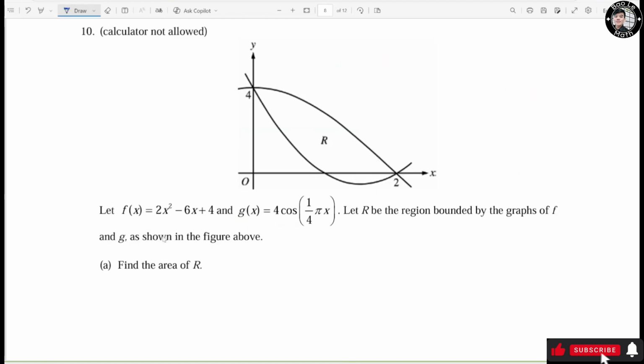Question 10. Let f of s equals 2s squared minus 6s plus 4 and g of s equals 4 cosine of 1 over 4 pi s. Let R be the region bounded by the graphs of f and g as shown in the figure above. Find the area of the region R. So it's going to be the integral from 0 to 2 of y top subtract y bottom. Y top is right here, y bottom is right here.